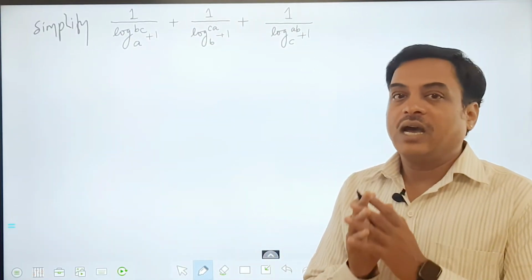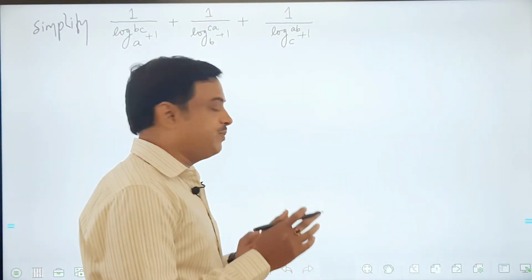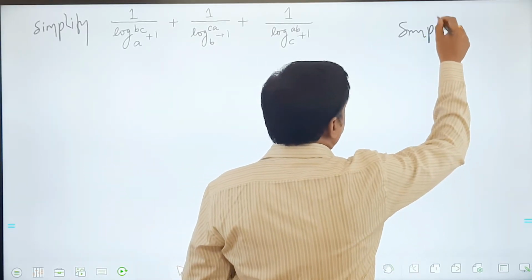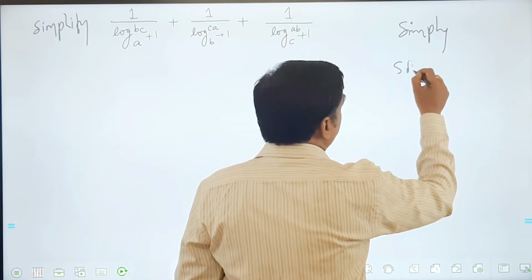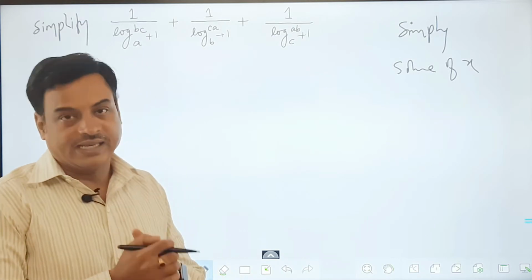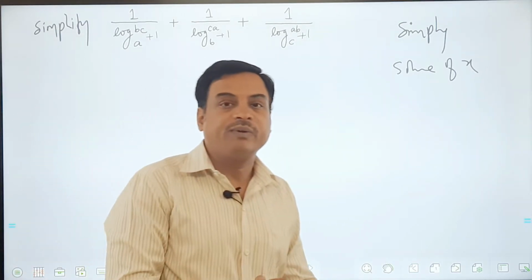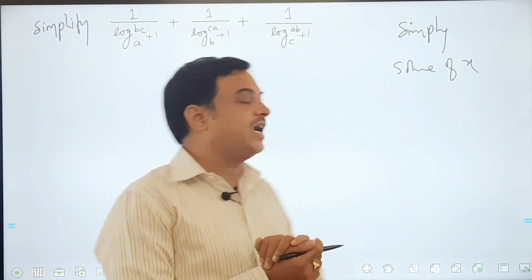So let us see what types of questions we can find in logarithms. There are two types of questions we find. One is simplify. The question will ask you to simplify the expression, or the question can ask you to find the value of x, so that means solve for x can be the questions. In this video, I have taken a few questions on simplification and a few questions on solve for x. So let us start with simplification.